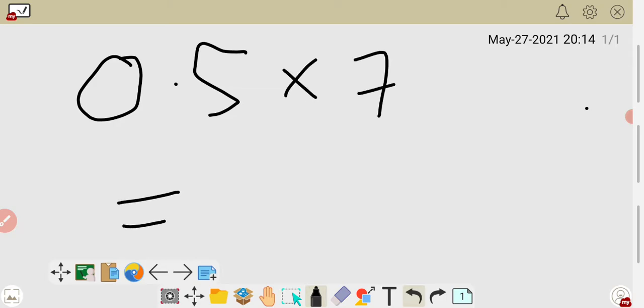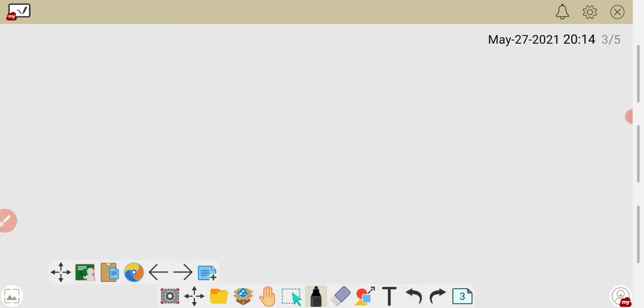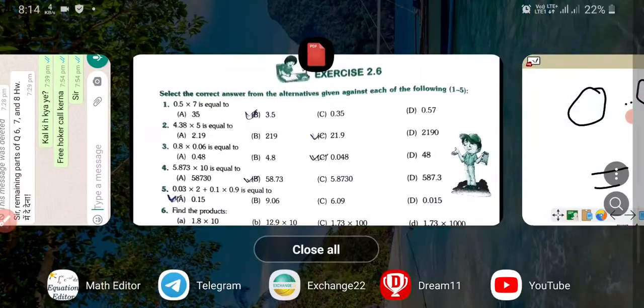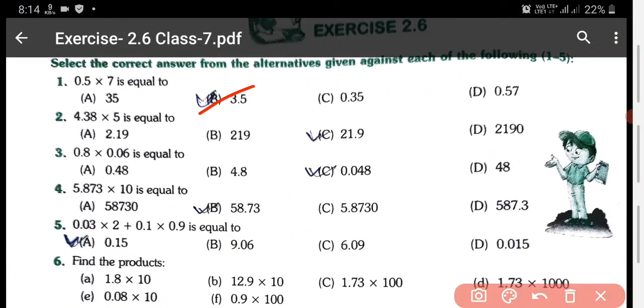Don't worry about the decimal, just multiply: 7 fives are 35. Now, after the decimal, how many digits are there? Only one. So from the back side, after one digit, you put the decimal, and that is your answer. So your answer is 3.5. Question number 1 is done. Now come to the second one.